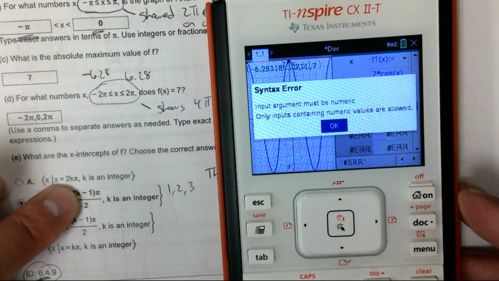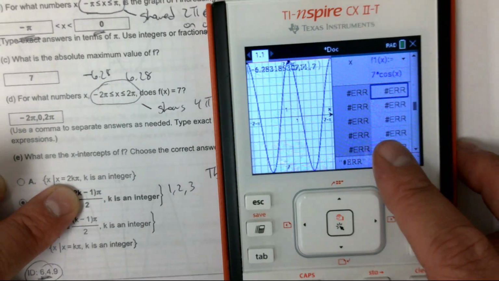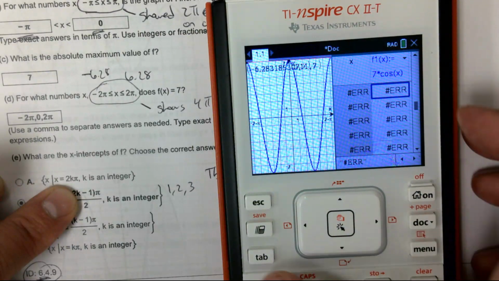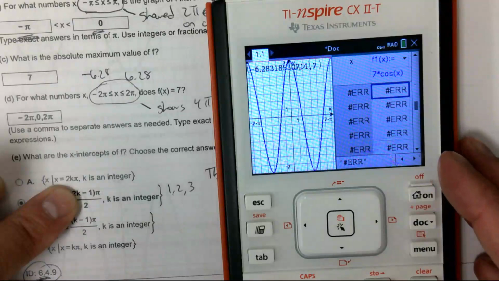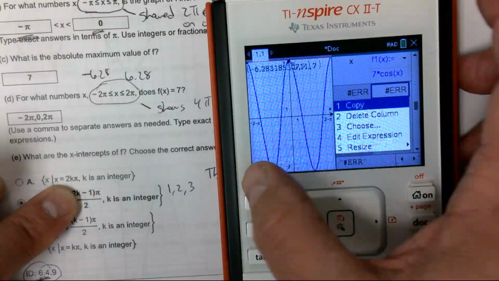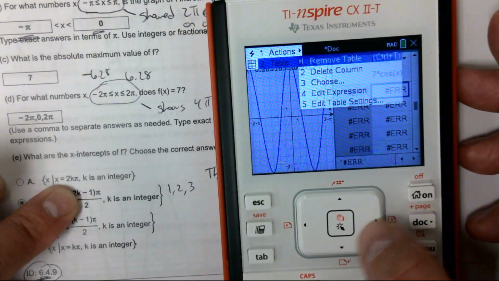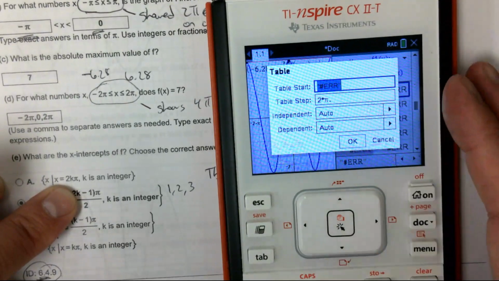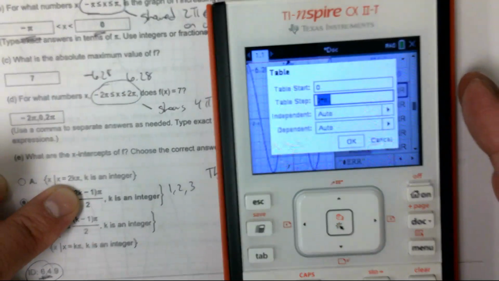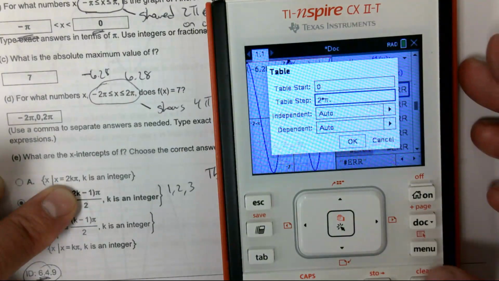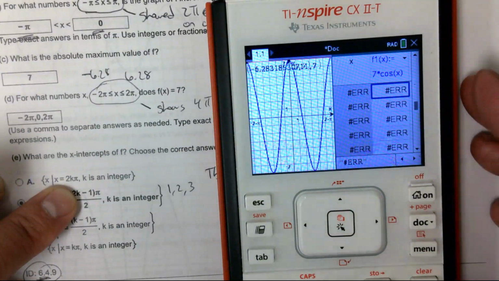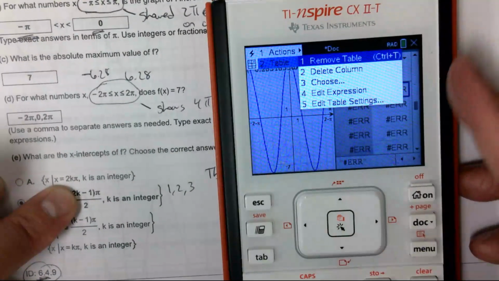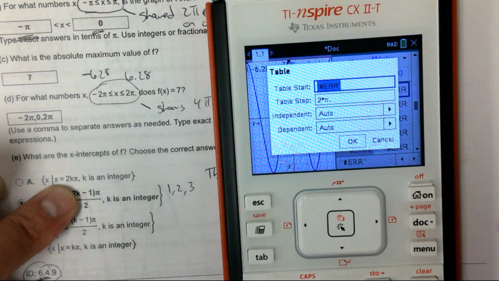Here I just get, well, I got errors because it didn't like it. Menu, table, settings. Okay, it just did not like that. If I go to the table settings, basically that's going to tell you that's not the answer.